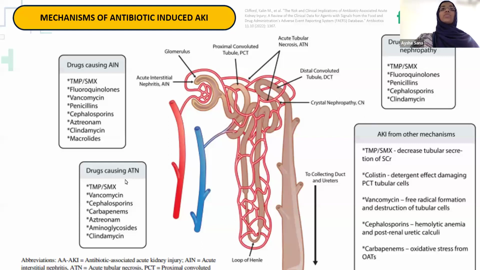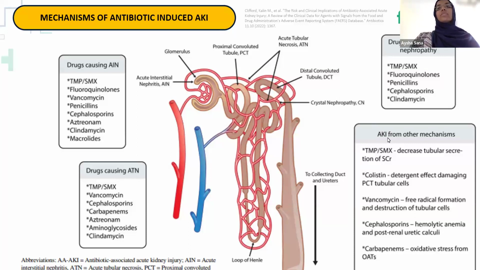Then next is acute tubular necrosis, that is drugs like again vancomycin, trimethoprim sulfamethoxazole, cephalosporins, carbapenems, aztreonam, aminoglycosides, clindamycin. These drugs can affect the tubules and cause necrosis of the renal tubules. Then the next condition is called crystal nephropathy. That is, drugs like clindamycin, cephalosporin, they might accumulate in the renal tubules and cause crystal nephropathy.